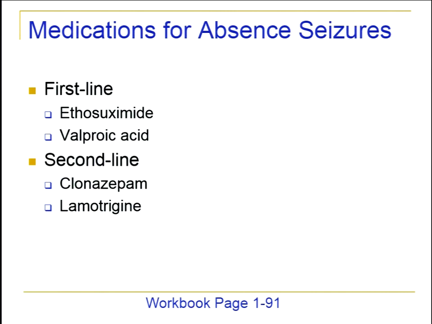Our drugs of choice, usually we think first about ethosuximide and then valproic acid. Particularly, we would think about valproic acid if the patient had any other seizure type as well. So if the patient has a mixture of absence seizures and some partial seizures or some other kinds of seizures, then valproic acid would be a great choice. Second-line therapies might be clonazepam, might be lamotrigine. Some people might use methsuximide, things like that.